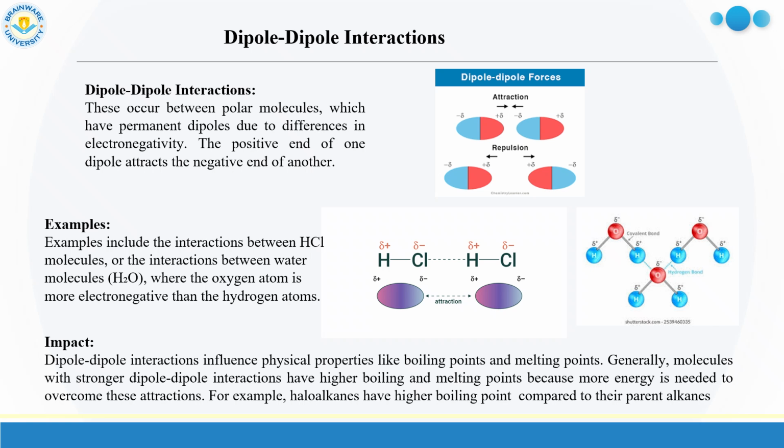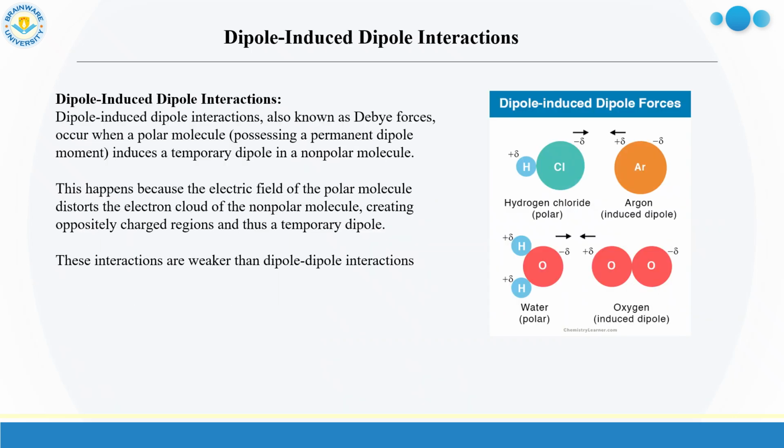Dipole-dipole interaction influences physical properties like boiling point and melting point. Generally, molecules with stronger dipole-dipole interaction have higher boiling and melting points because more energy is needed to overcome these attractions. For example, haloalkanes have higher boiling points compared to the parent alkanes.